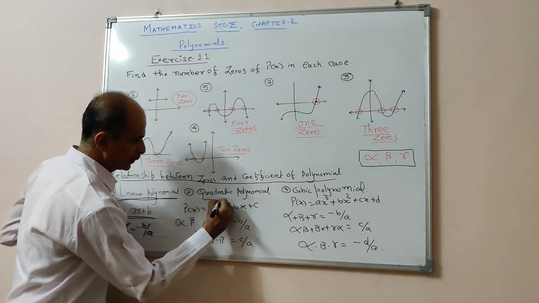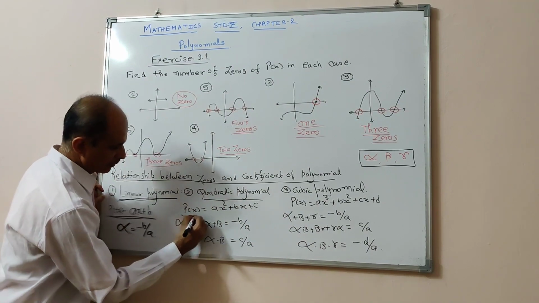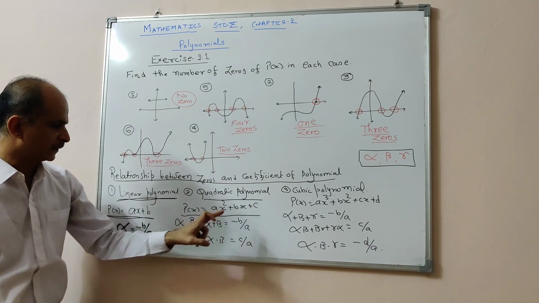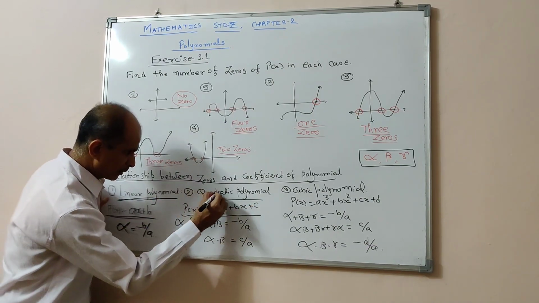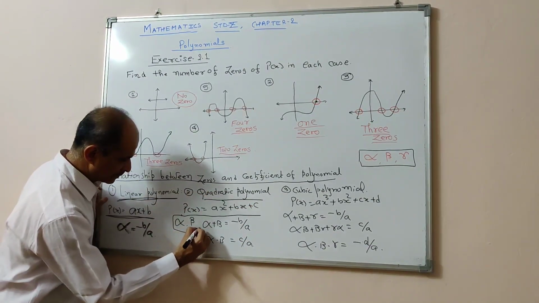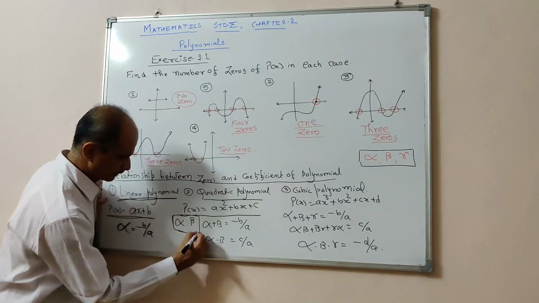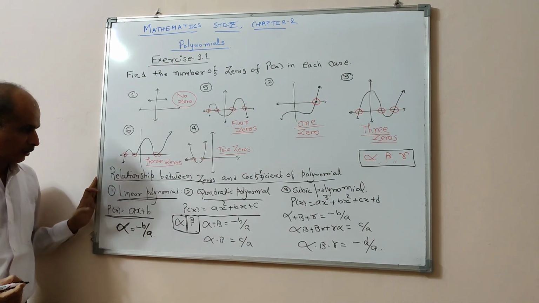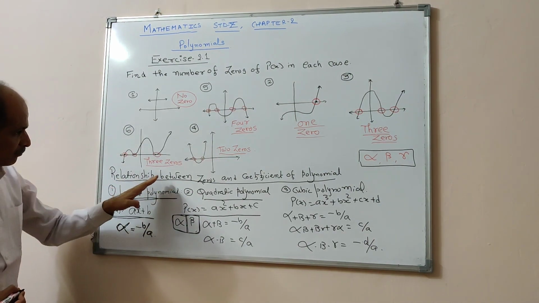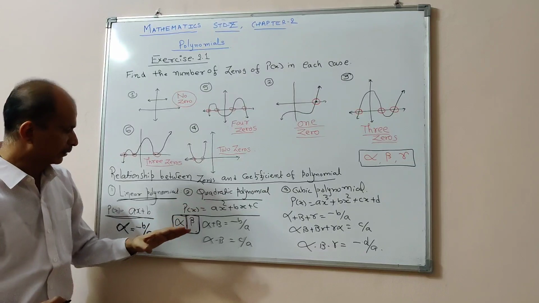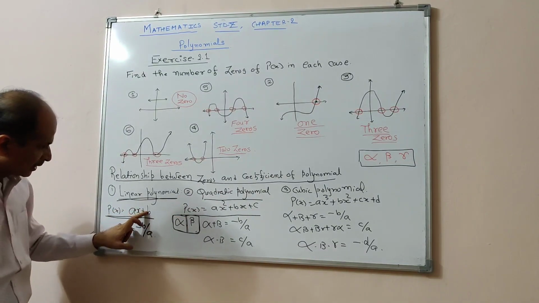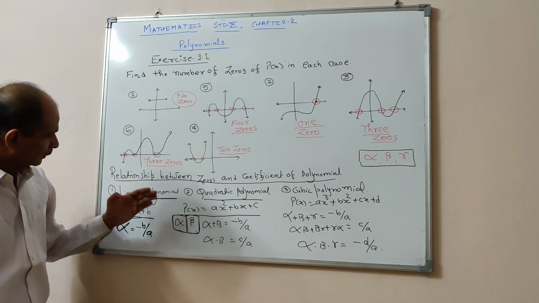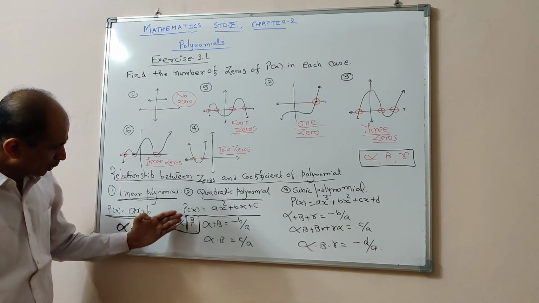For a quadratic polynomial, the general formula is p(x) = ax² + bx + c. This is a quadratic polynomial, and that's why it has a maximum of 2 zeros, and they are denoted by alpha and beta. So how do we find the relation between zeros and coefficients? The coefficients are denoted by a, b and c. So how do we convert the zeros into coefficients?